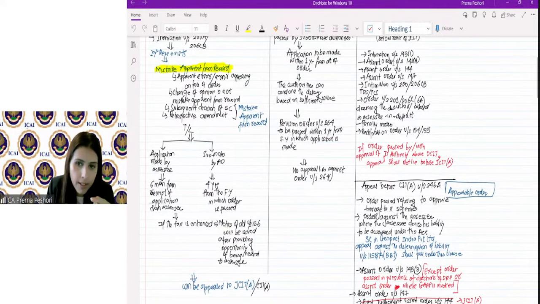Supreme Court in Goetz case has held that the additional claim, new claim, fresh claim cannot be raised before the assessing officer, but can be raised before the CIT appeal. Right? In Prithvi Brokers, Bombay High Court has held that.